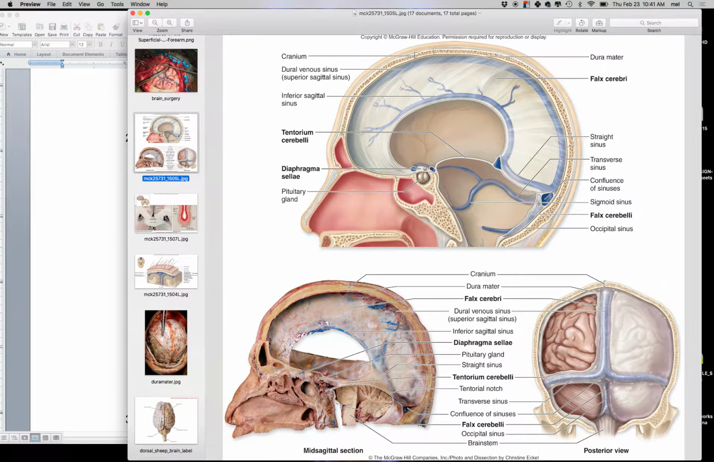So we have several different ways for you guys to look at it, both in sheep brains and also in human brains. We have a bunch of human brains in jars. We have some that are still in the cadavers. We have some mid-sagittal sectioned heads as well, so that you can see these things with those kinds of things.